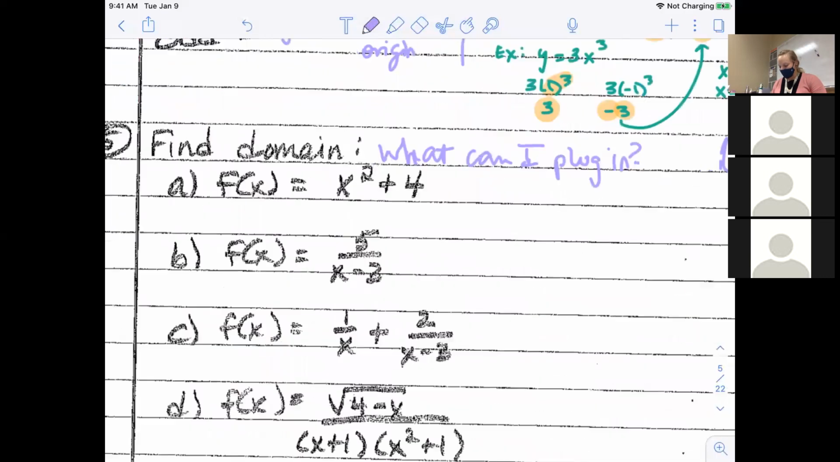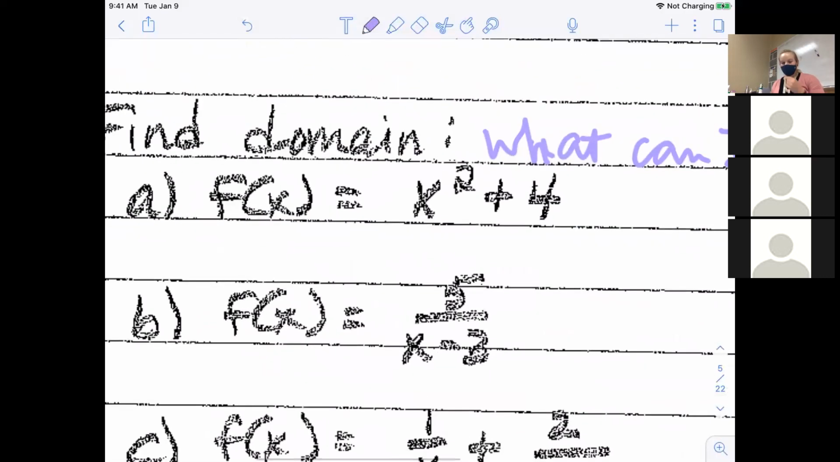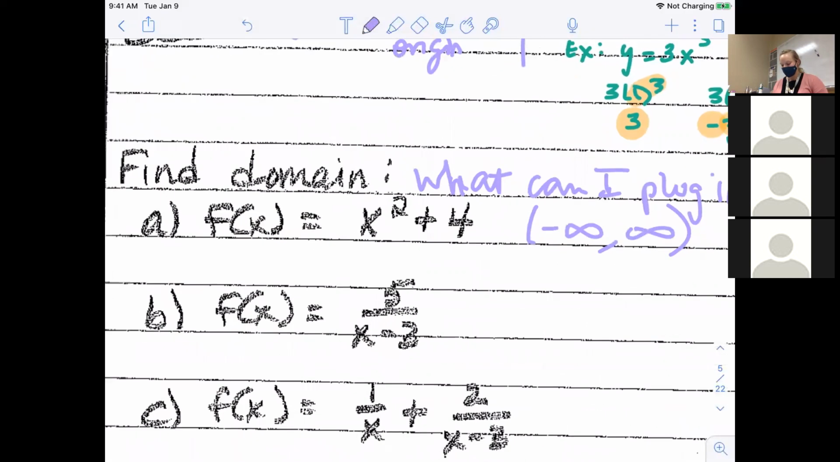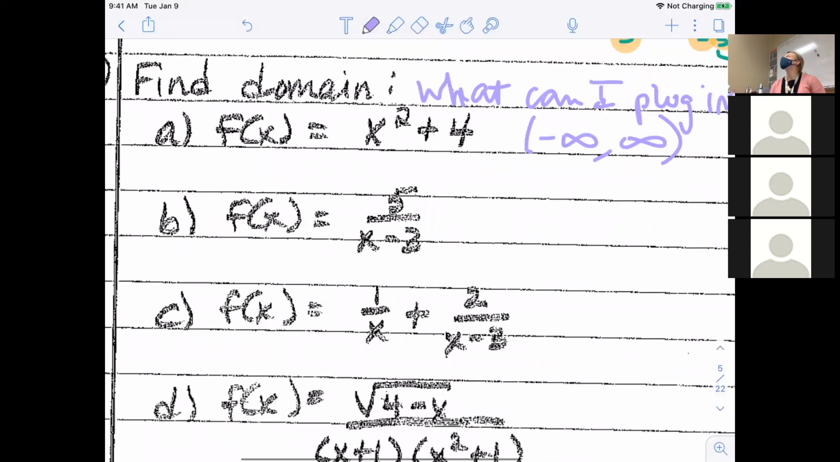So let's look at the first one. F of x equals x squared plus 4. Is there a number that you can't square? No. You could square any number, a fraction, a negative, a 0. You can square anything. So this one has 0 restrictions. I don't have to exclude everything. I can include every number. So I'm going to do all real numbers, negative infinity to positive infinity. That's the only easy one, so buckle up.